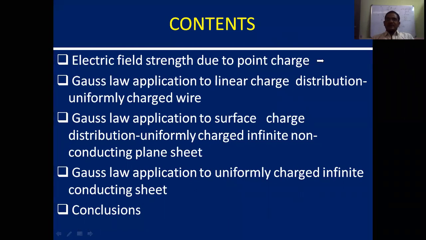First, we will discuss the electric field strength due to the point charge. Then, applying the Gauss law to the linear charge distribution, we will see the case of a uniformly charged wire. After that, Gauss law application to surface charge distribution, for example, a uniformly charged infinite non-conducting sheet, and after that, a uniformly charged infinite conducting sheet. Lastly, we will see the conclusions. This is the plan of my talk, right?